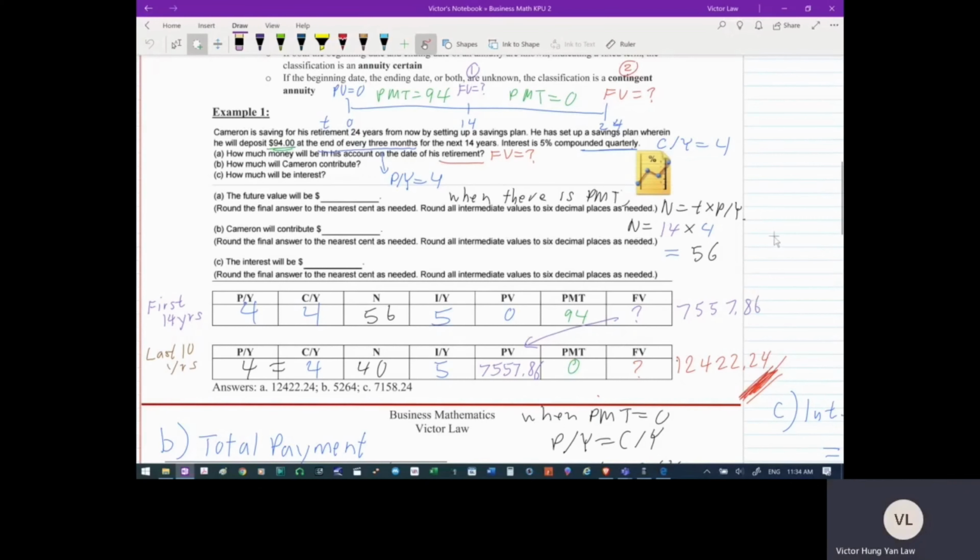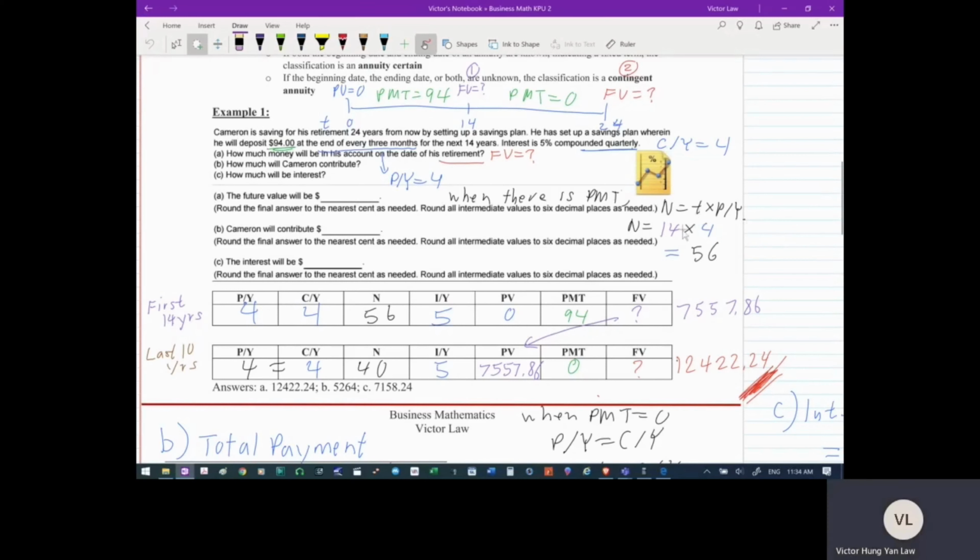But when we have payments, what you need to know now is that N equals T times PY. In this chapter, PY and CY are the same, but once we get to the next chapter, they're not going to be the same. So your result will be different if you use the incorrect formula. So remember, when there's a payment, N equals T times PY.